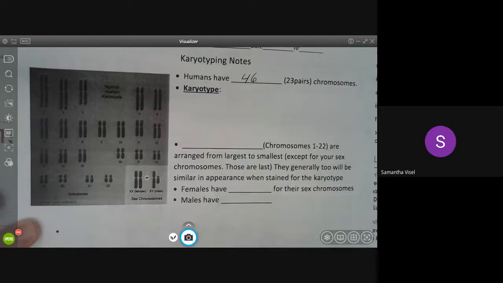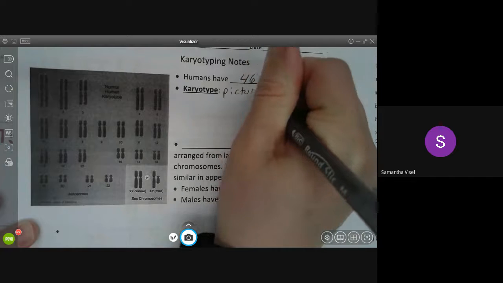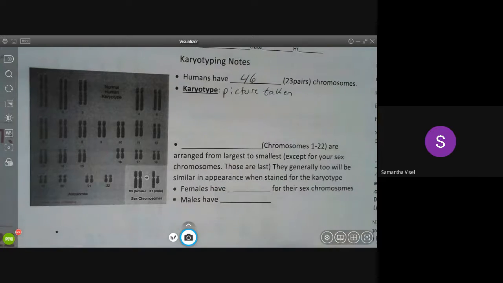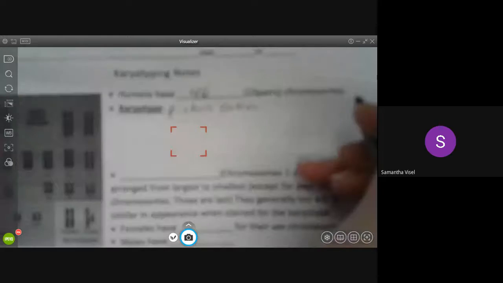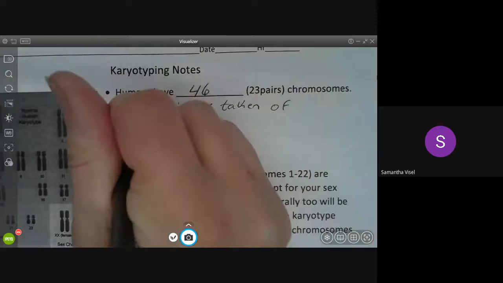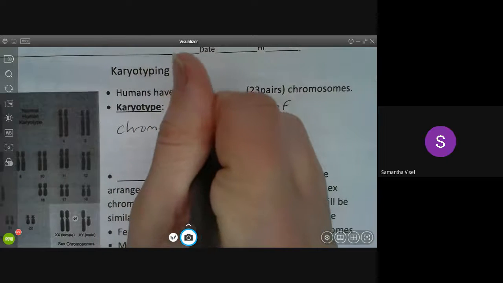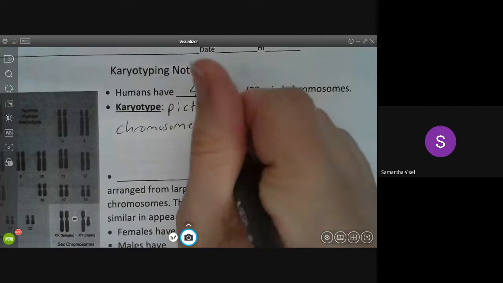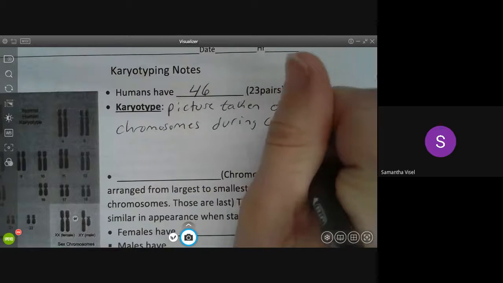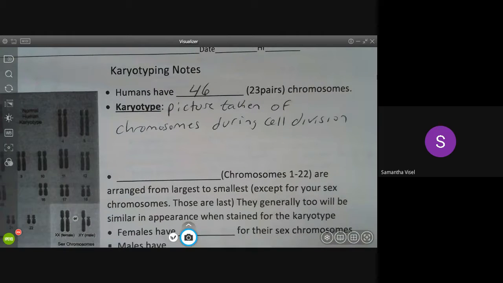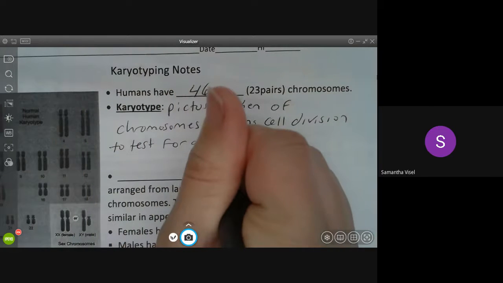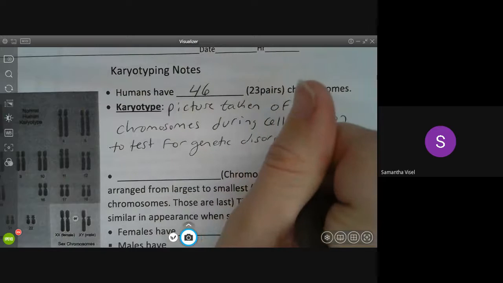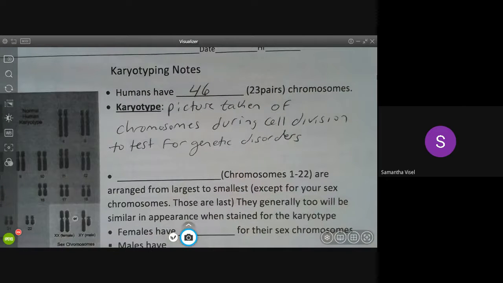A karyotype is a picture taken of chromosomes during cell division to test for genetic disorders.